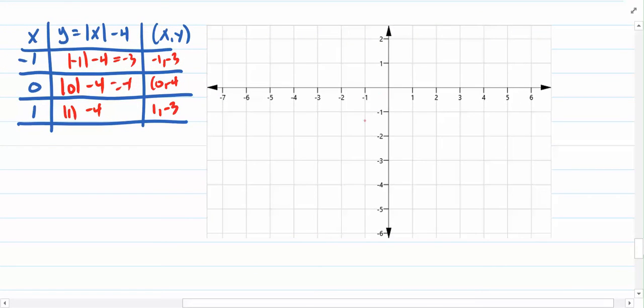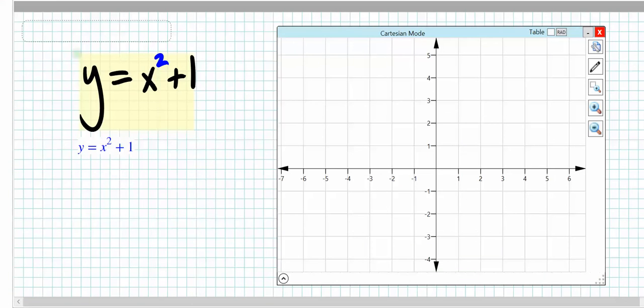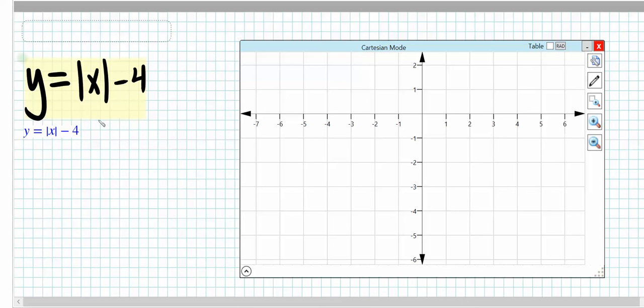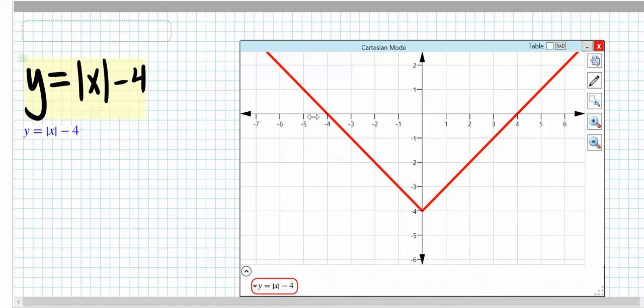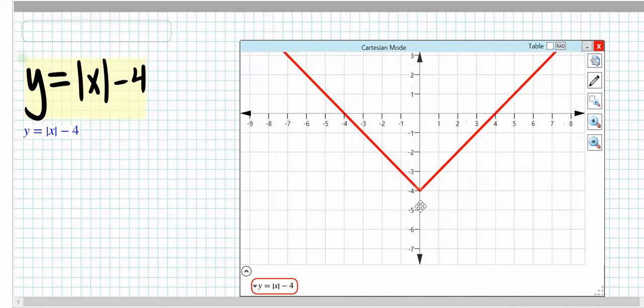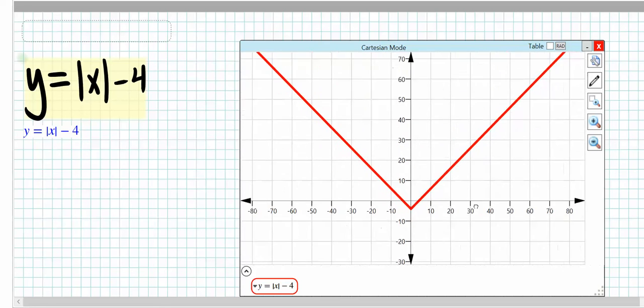So -1, -3 is on the graph. 0, -4, and 1, -3 is on the graph. So this particular graph makes a V shape, and we're going to study this graph in depth later. But for now, all you have to know is that this is non-linear. And you can see the real graph in real time over here when I graph it for you. So there it is, absolute value of x minus 4. When I put that onto the grid, you could see that it goes on forever and ever. And this is a non-linear graph.